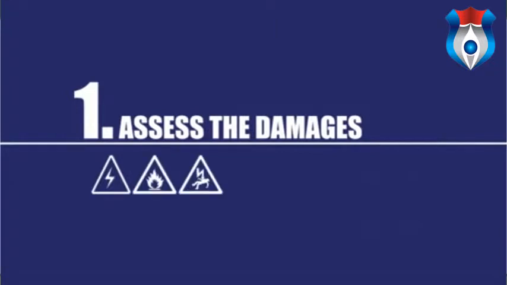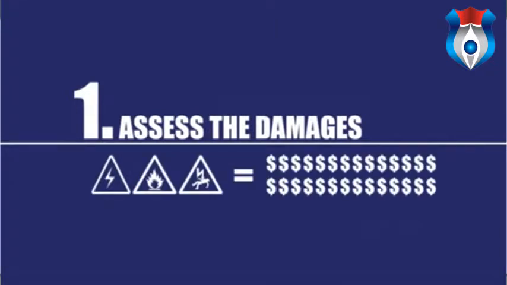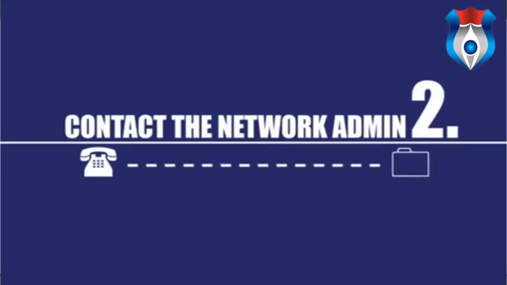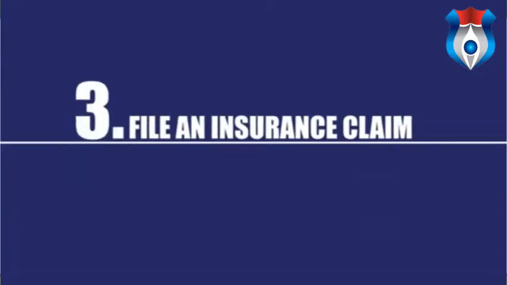The first step is to assess the damages. This means totaling up everything that was damaged. The second step is contacting the network admin to see if any of the files on the server can be salvaged. In this scenario, everything is lost. The third step is to file a claim with the insurance company. This is where the damage assessment comes in handy.